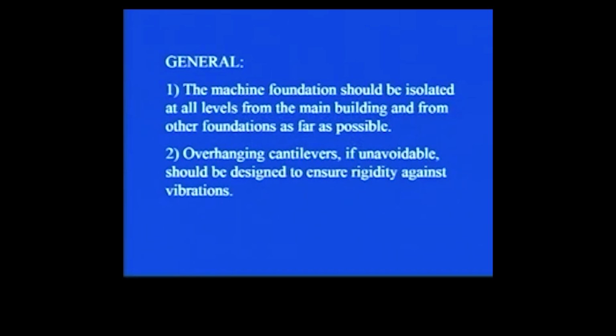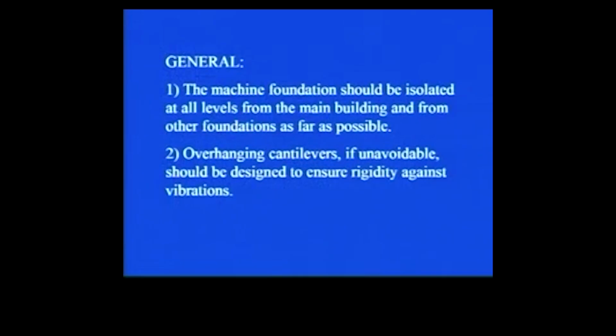Now, we will see some of the design criteria as per IS 2974 part 1 1982 as far as the design of block foundation for reciprocating machines is concerned. This has been further divided into a few categories. First, let us see some of the general guidelines for this design. The machine foundation should be isolated at all the levels from the main building and from other foundations as far as possible, because machine foundation is subjected to static as well as dynamic loads, and it may happen that it is subjected to a lot of vibration.